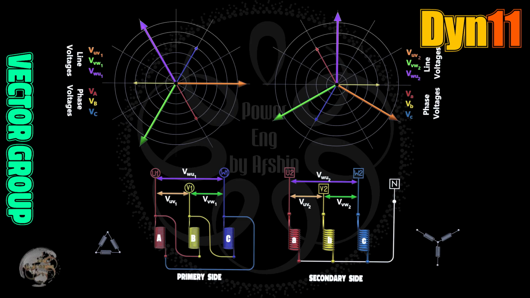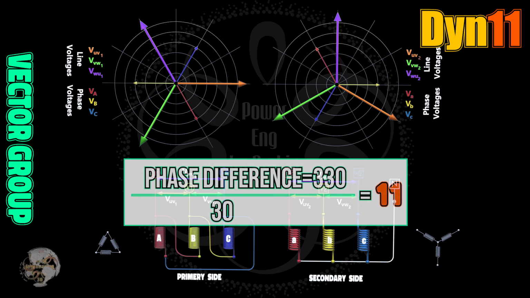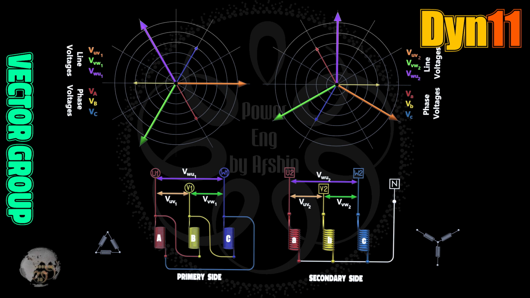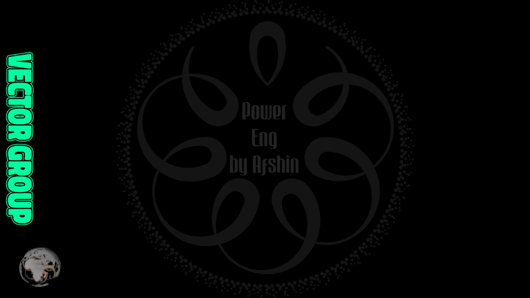The king of distribution is DYN11. This is the most popular distribution transformer in the world. It is the IEC standard for urban and industrial substations. It allows for simultaneous three-phase and single-phase loads while keeping the voltage clean and stable.